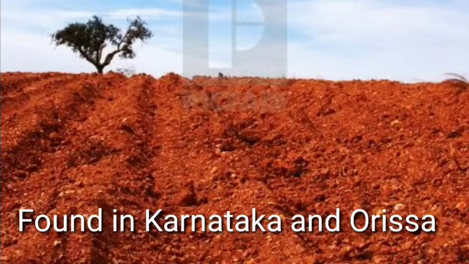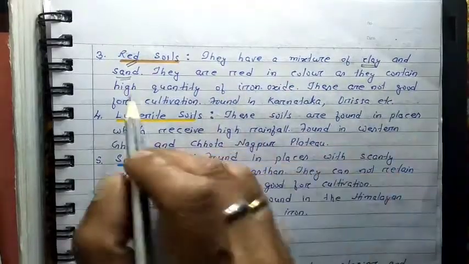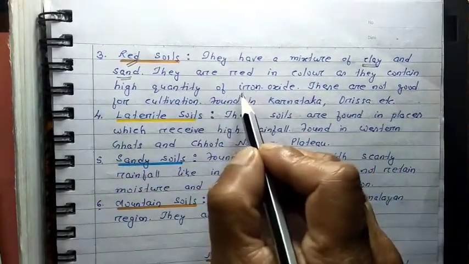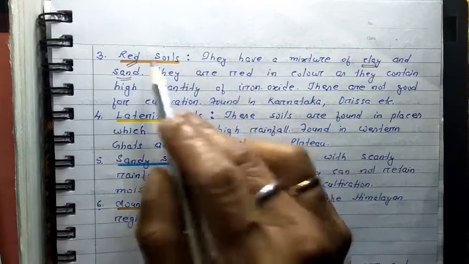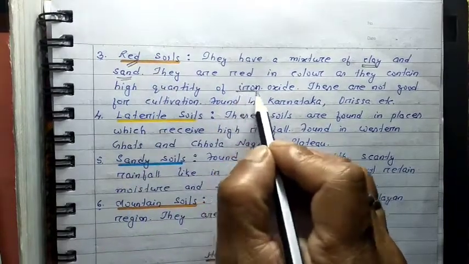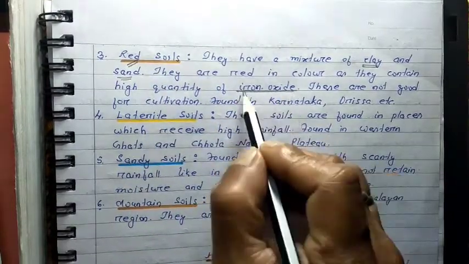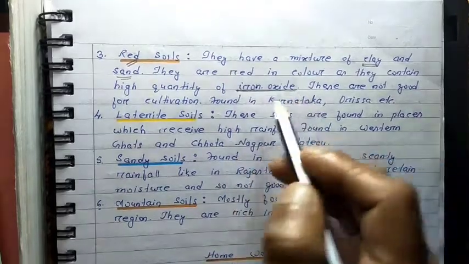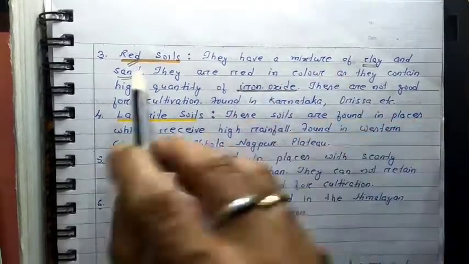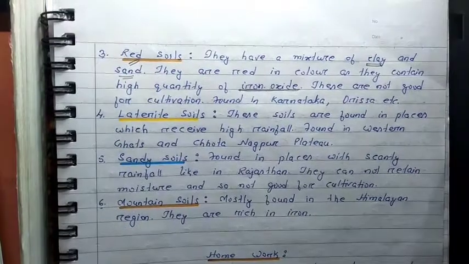Here also you can see the name suggests red soil, that means the color of the soil is generally red. Even you can notice from the picture, they have a mixture of clay and sand. These red soils, they are generally the mixture of clay and sand. They are red in color as they contain high quantity of iron oxide. You may think, why is the color of this soil red? It is mainly because of the iron oxide. The color of iron oxide is red, and it is found in huge quantity in the red soil, and that's why the color is red.